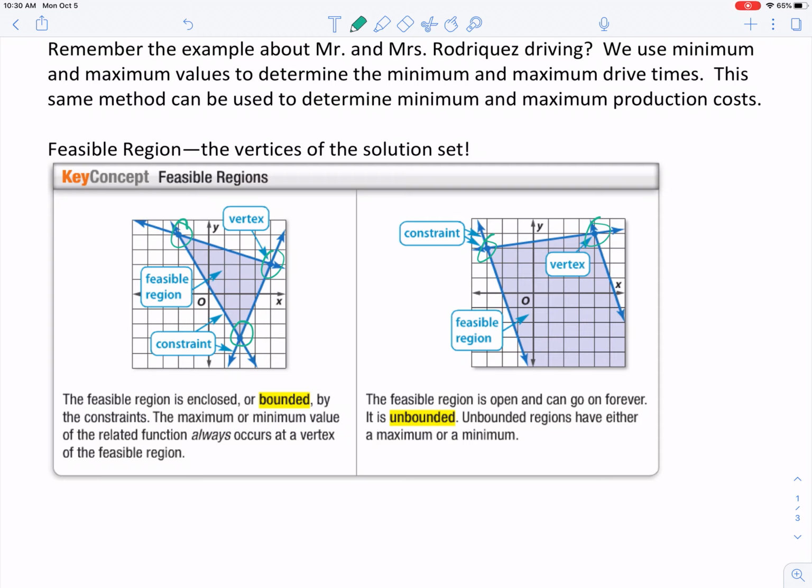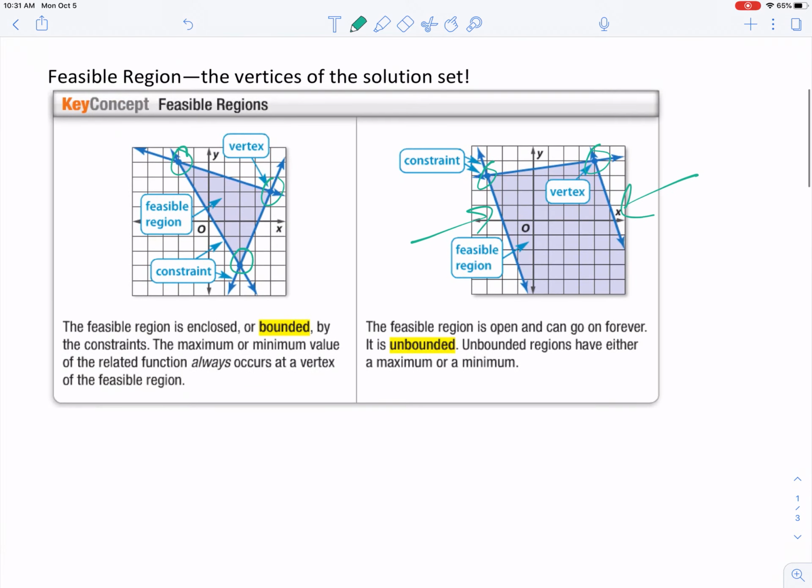However, if you look on the right, those two side lines are parallel. And so they're never going to intersect, which means the shaded region goes on forever. So we're going to call that unbounded, like so.